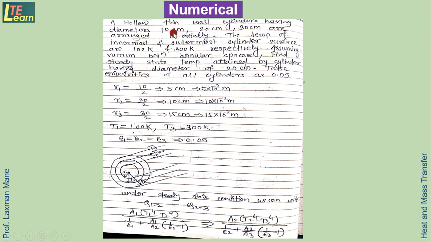So the diameter is given as 10 cm, that gives radius R1. Similarly, for 20 cm diameter, the second radius R2, and for the third diameter 30 cm, this is the radius R3. Now all these radii are to be converted into meter, so multiply the values with 10 raised to minus 2. Then temperature T1 in Kelvin and outermost surface temperature T3. Emissivities for all are 0.05.